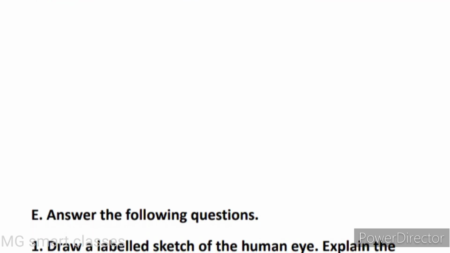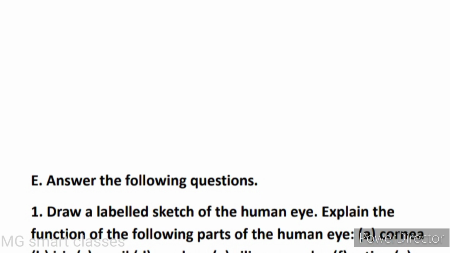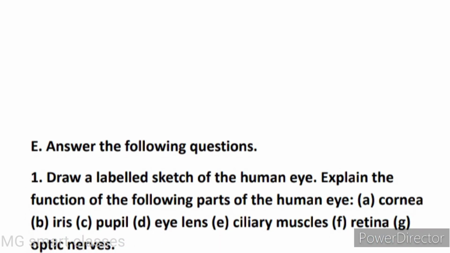Part E. Question number 1. Draw a labeled sketch of the human eye. Explain the function of the following parts of the human eye.